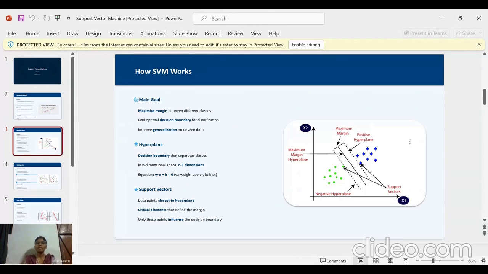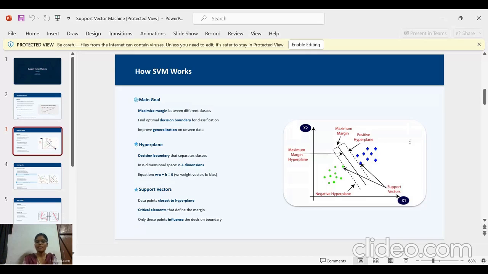Basic concepts behind SVM. To understand SVM better, let's break down the core concepts. First, hyperplane. A hyperplane is simply a decision boundary that separates data into classes. In 2D, it is a line. In 3D, it becomes a plane. In higher dimensions, it becomes a hyperplane. The goal of SVM is to find the best hyperplane that separates the classes with maximum margin.